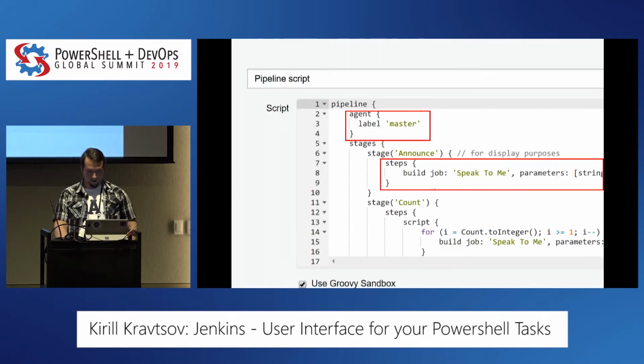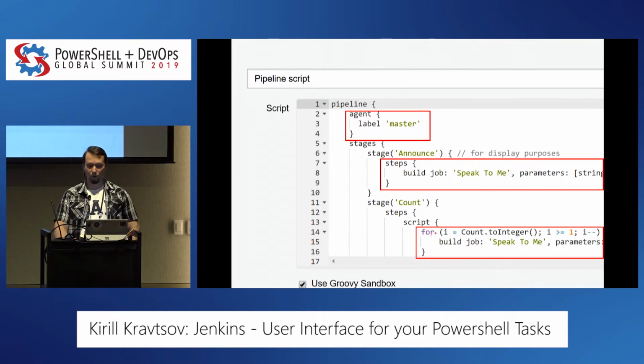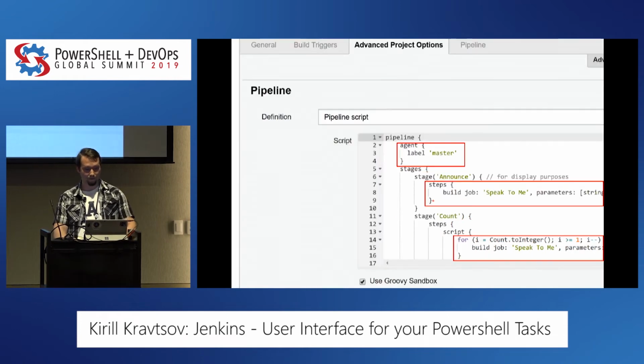And after that, it does it dynamically. Here is your loop, where you can build multiple jobs at once using a simple loop. So it's just an example of how exactly you can use the pipeline with dynamic jobs inside Jenkins.